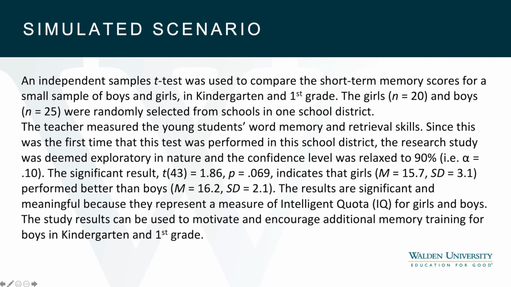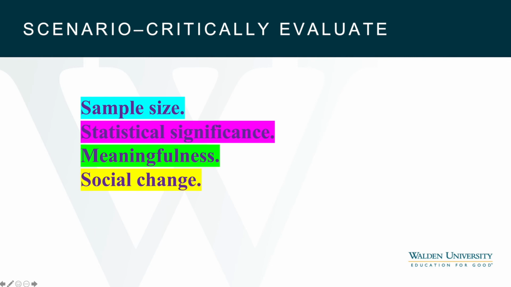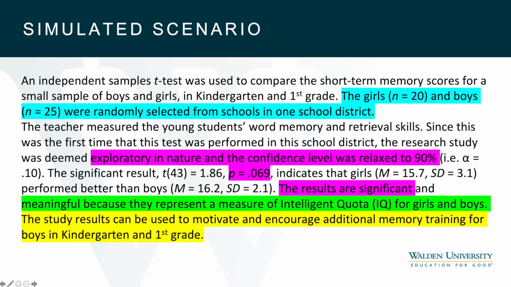I'm going to evaluate this scenario for 4 points. I'm going to talk about the sample size. I'm going to talk about statistical significance. I'm going to talk about meaningfulness and social change. And you see these 4 concepts here color-coded, and the reason is that I've actually color-coded how it relates to our scenario. You can see here on the scenario how these colors came out for those 4 concepts. Sample is blue, significance is purple, meaningfulness is green, and social change is yellow.